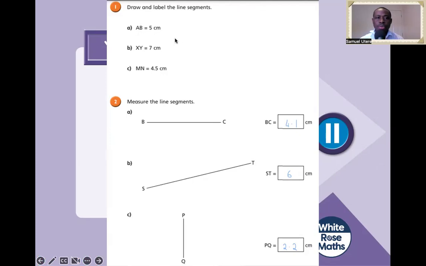You would position your ruler 0 at that point. You go to the position 5 and you put a dot. You put a cross and you use your ruler to connect both points. And that's how you would do these other ones.